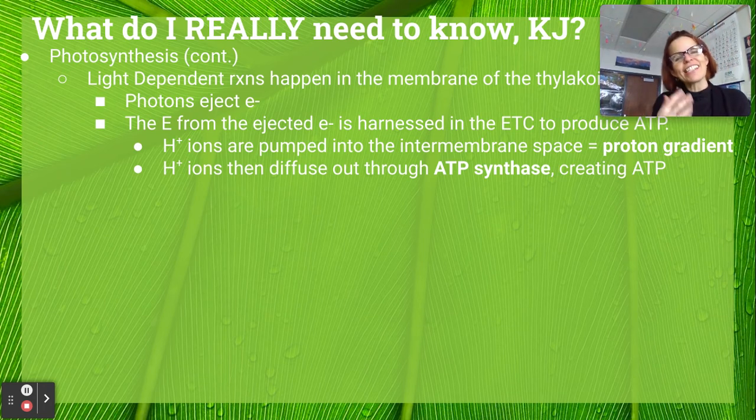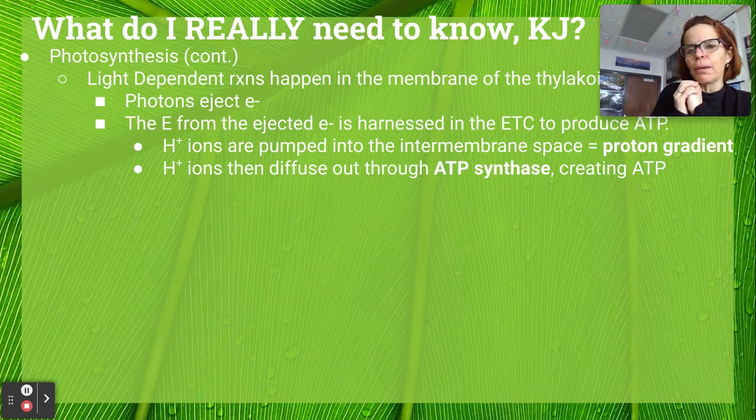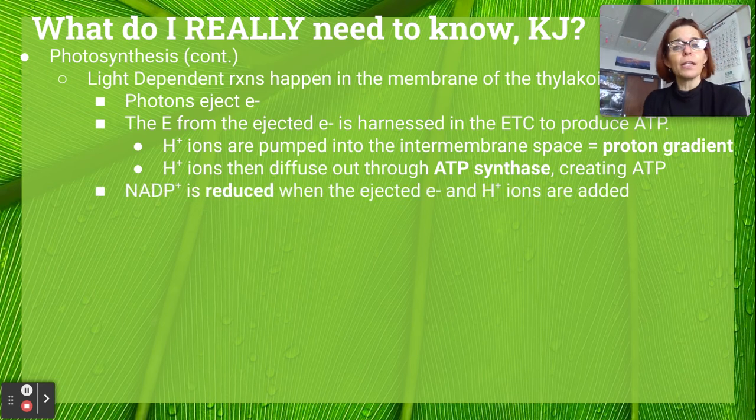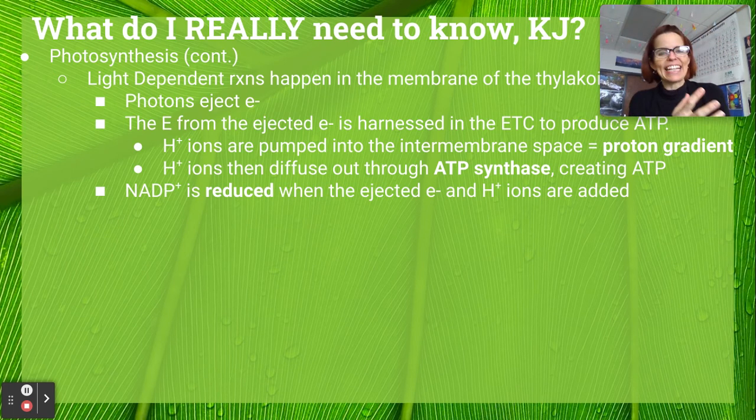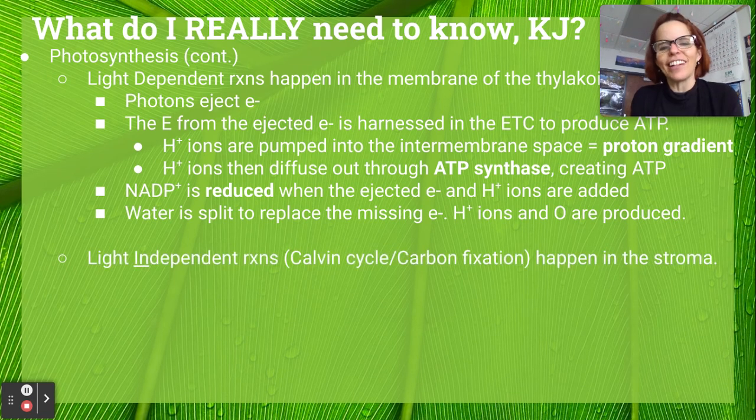The hydrogen ions then, through facilitated diffusion, diffuse out through ATP synthase, that pink turbine in the thylakoid membrane, and that's what creates ATP. That's what puts ADP and phosphate together to make ATP. NADP plus is reduced when it gains the electrons. Water is split to replace the missing electrons, and hydrogen ions and oxygen are produced.